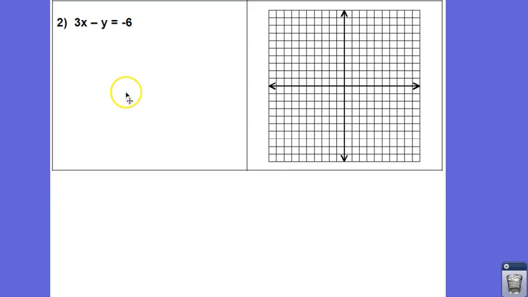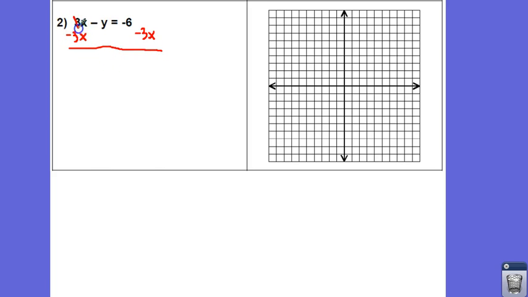So what I would like for you to do now, well, let's work one more problem. If we take a look at this, we have 3x minus y equals negative 6. We need to try to get y by itself. The first thing we're going to do is get rid of the 3x, so we're going to subtract 3x from both sides.